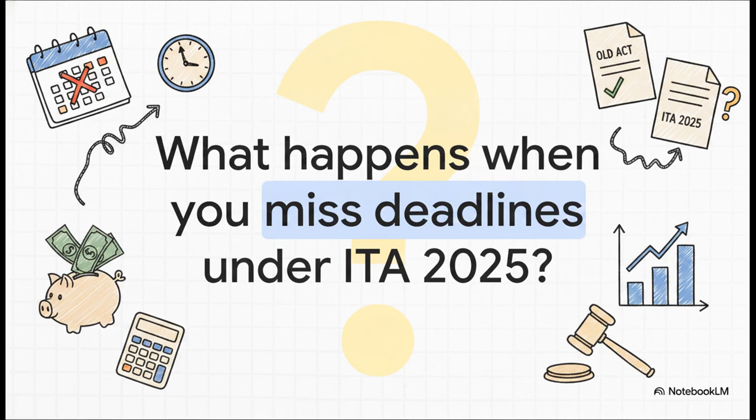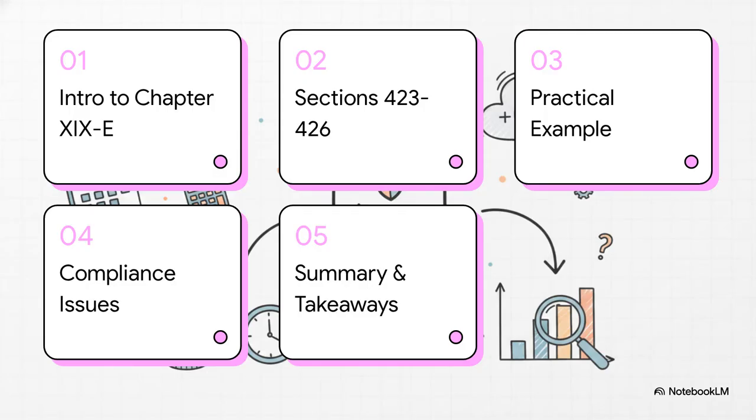So, how do penalties and interest calculations shift under the Income Tax Act 2025 and the new Income Tax Rules 2026? Here is a quick look at our agenda. We'll introduce Chapter 19E, break down sections 423 through 426, walk through a practical interest calculation, look at compliance traps, and summarize our key takeaways. Let's get right into it.